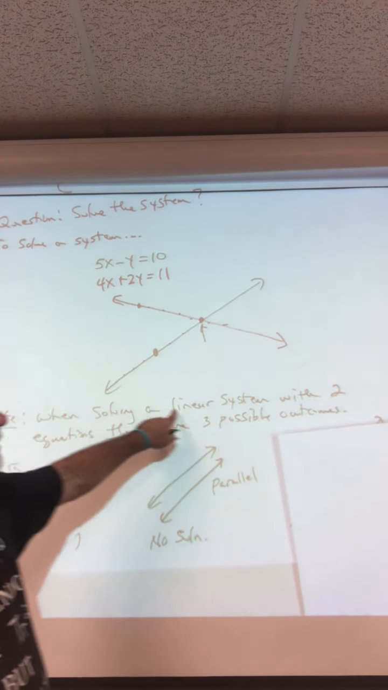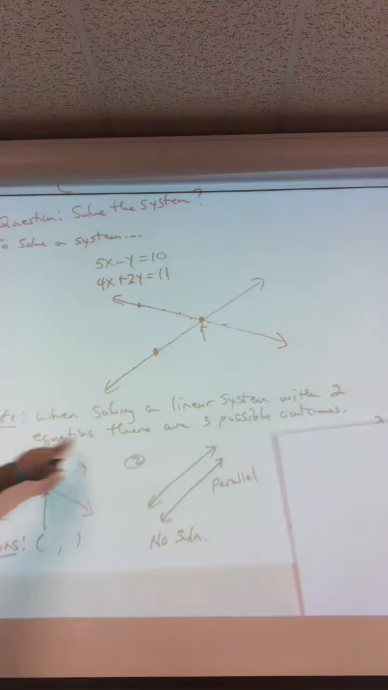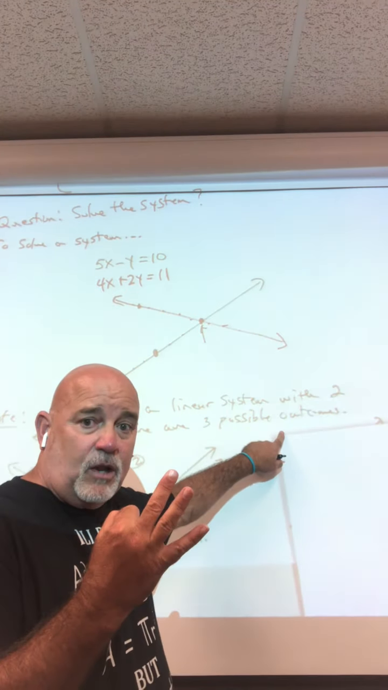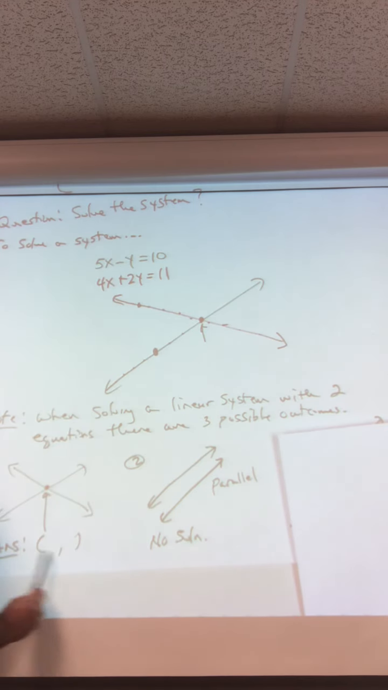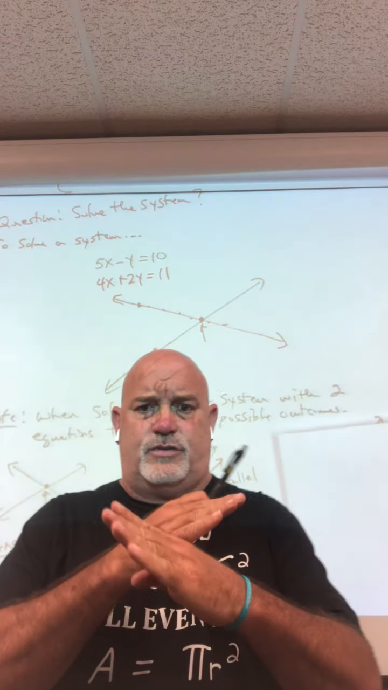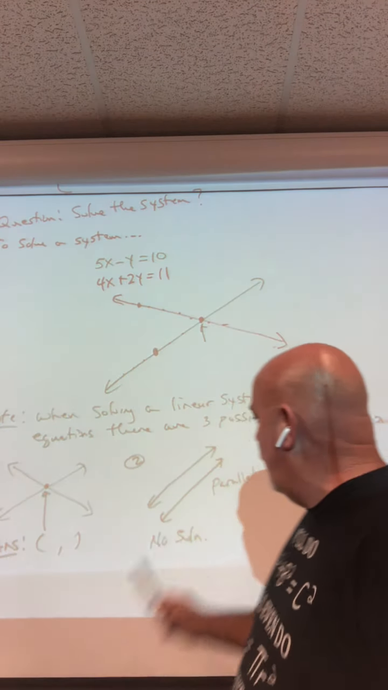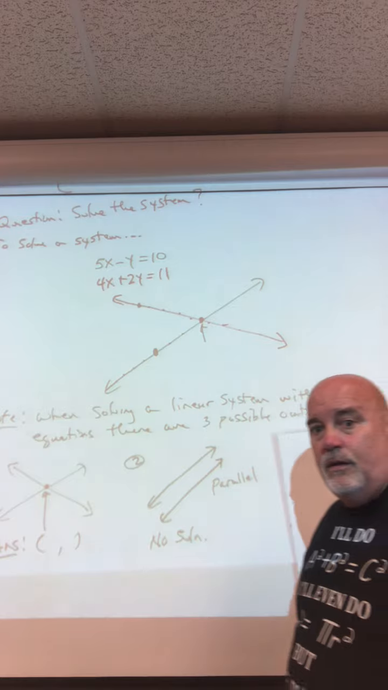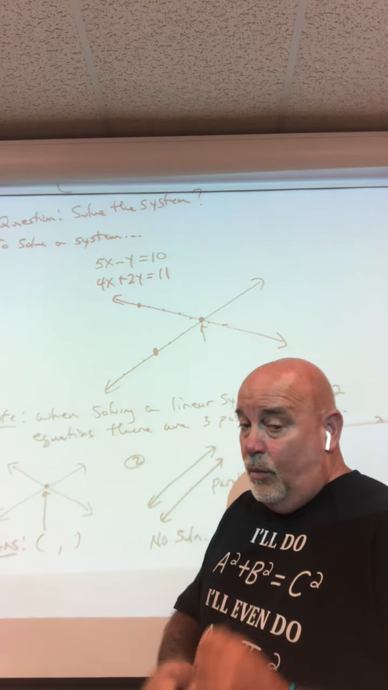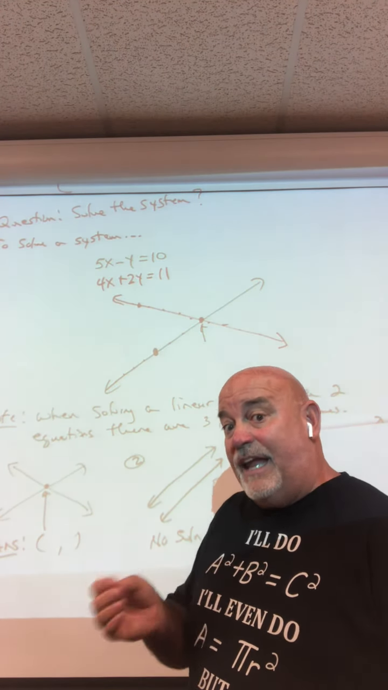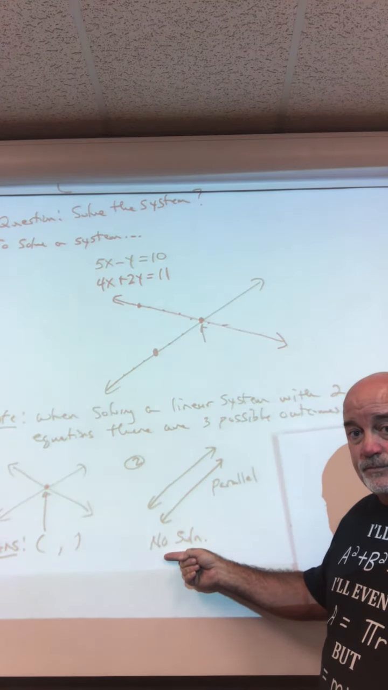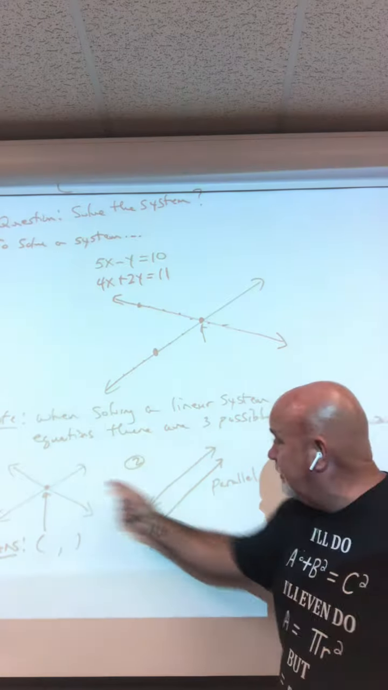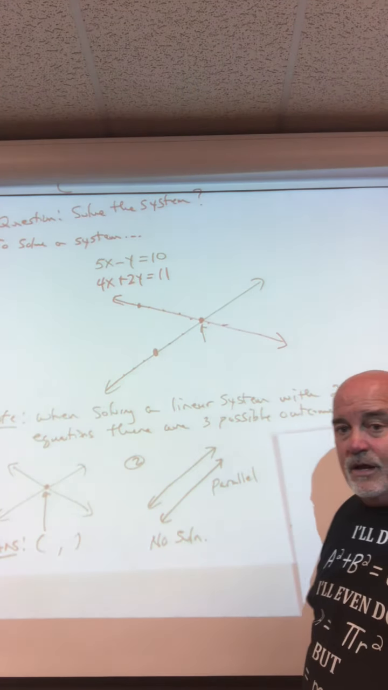Now, when solving a linear system with 2 equations, there's 3 possible outcomes. One is where they cross at a single point. Your answer would be that point. But do all lines cross at a single point? No. What if the 2 lines are parallel? That means they don't intersect. Well, if they don't intersect, do they have any points in common? No. So it would be no solution. So that's 2 options. But there's 3 possible outcomes.